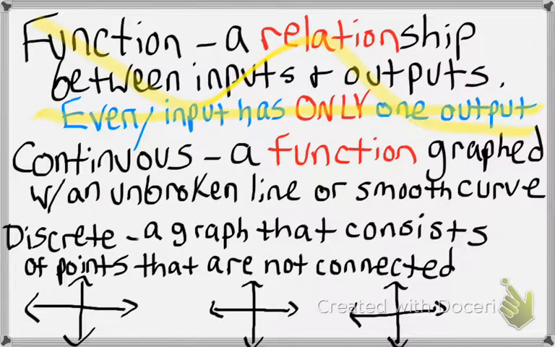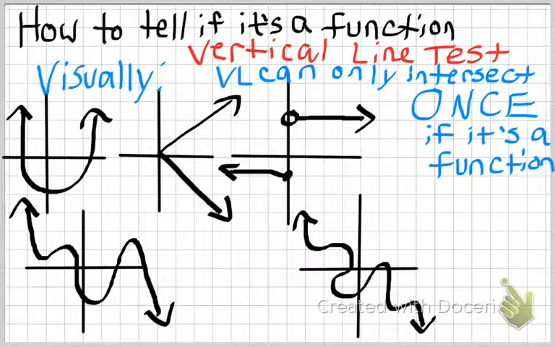So let's take a look at the visual way. Now, how to tell if it's a function. Okay, this is the visual way. We call this the vertical line test. The vertical line can only intersect the graph once if it is a function. So let me show you what I mean.